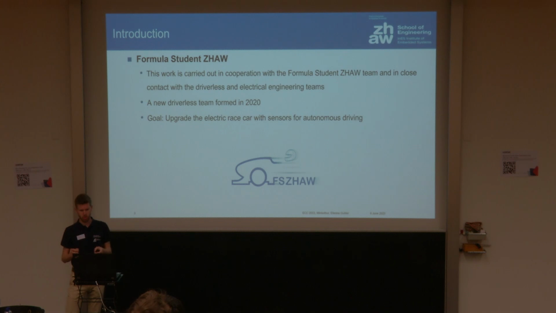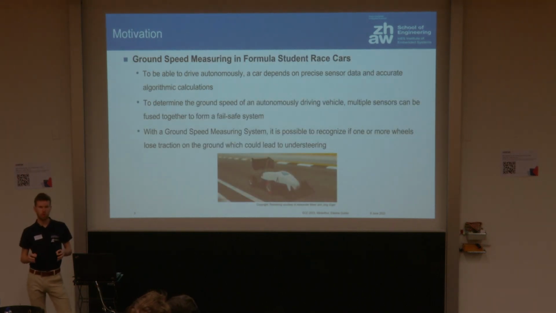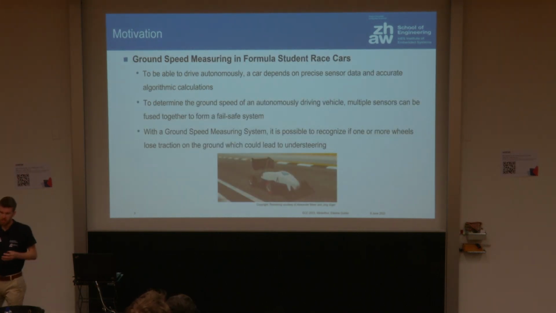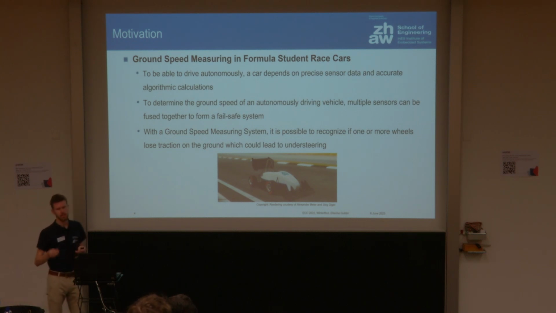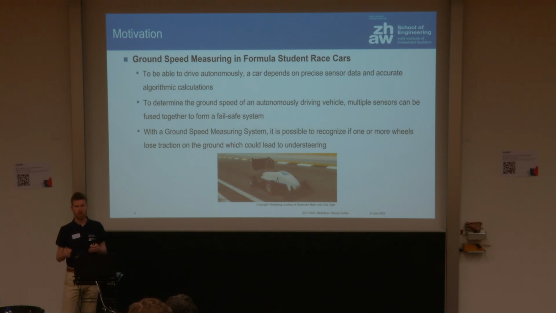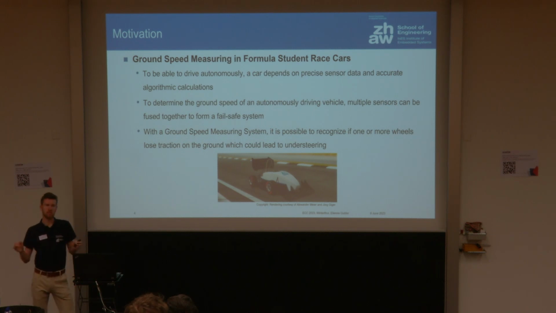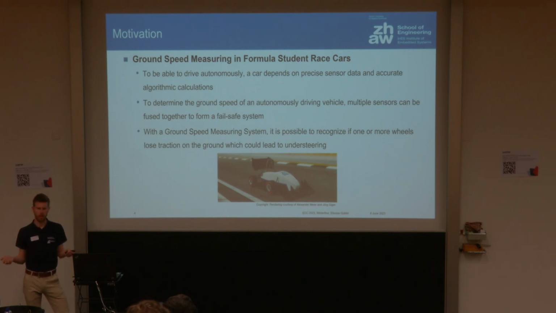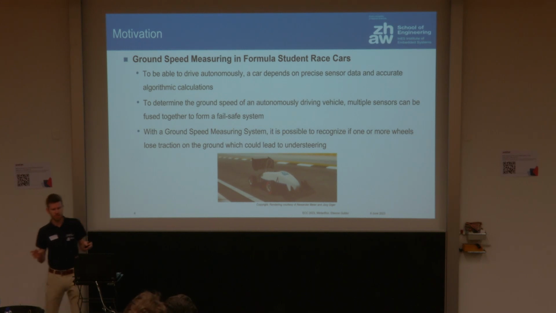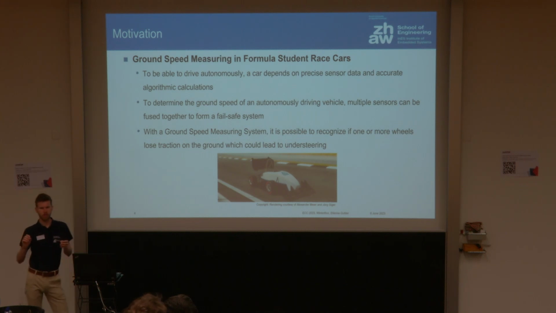Our goal was to measure the speed over the ground, because it is essential for an autonomously driving vehicle to have a precise idea of its velocity over ground. You can measure velocity in lots of different ways. You could just put an encoder on each wheel and you would have an idea of how fast you're going. That's fine, but we wanted to be slightly more accurate in order to, for example, also detect if the car were to lose traction.